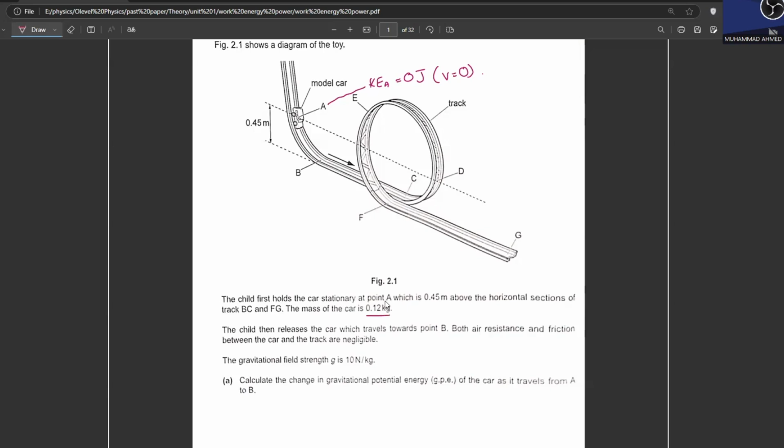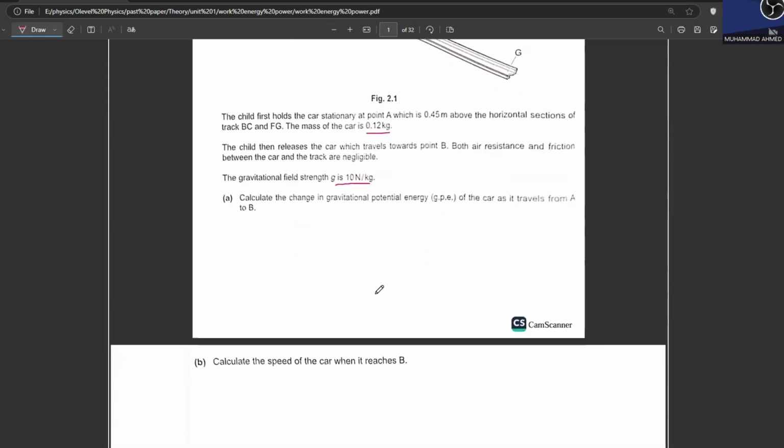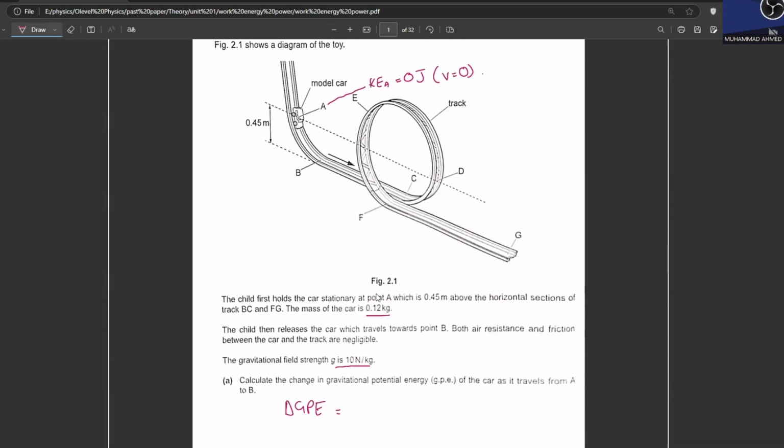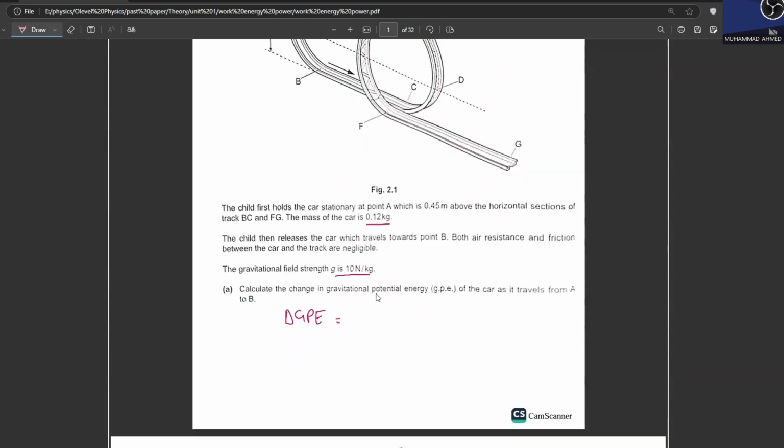The child then releases the car which travels towards point B. Both air resistance and friction between the car are negligible. The gravitational field strength is 10. Calculate the change in gravitational potential energy of the car as it travels from A to B. What will be the change in gravitational potential energy?